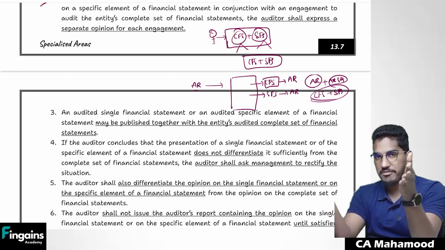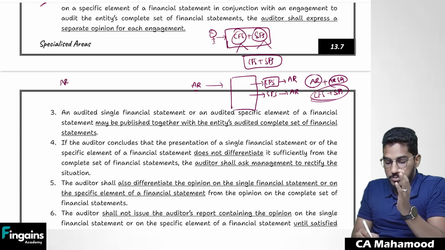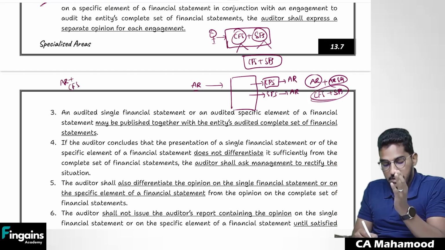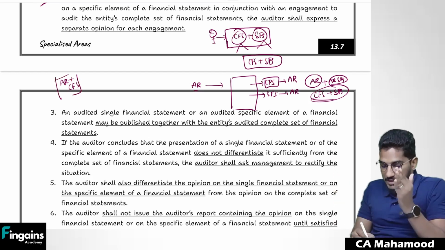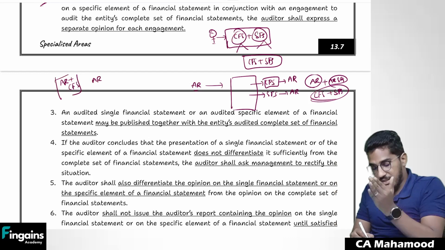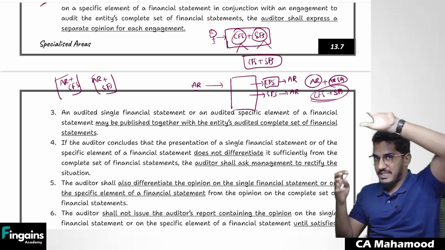Ask the management to bifurcate it. Sir, try to have separate headings. First, give the audit report on the complete financial statements and then give the complete financial statements. Now give one or two pages gap. Then after that, include the audit report on the single financial statements and include the copy of the single financial statements.